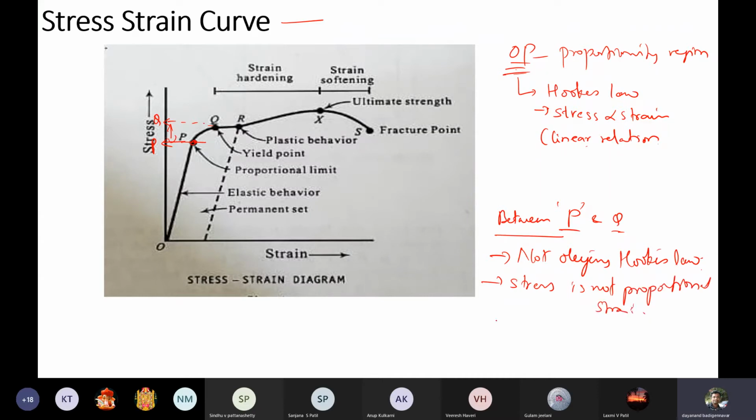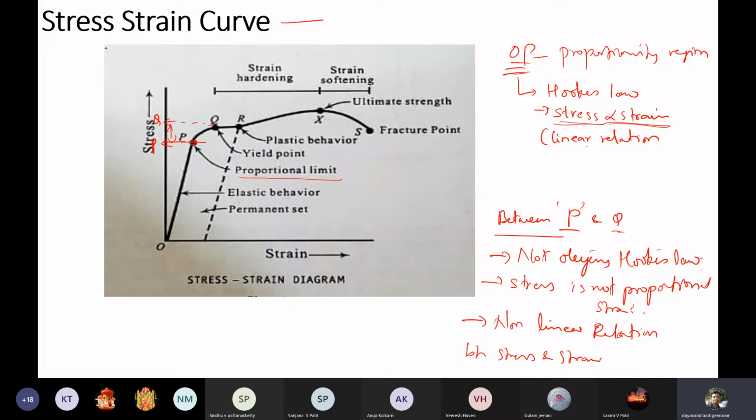Therefore I can write this as that there is a non-linear relationship. This is the non-linear relation between stress and strain. So keep in mind, the point P is called the proportionality limit. Why? Because the stress is directly proportional to strain within the point P.